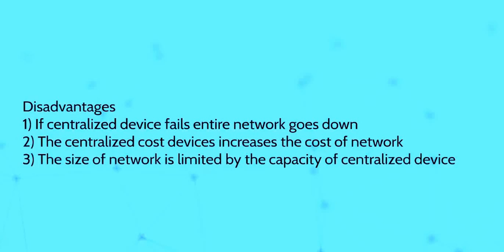For example, if you are using a switch as a centralized device and it has 24 ports on it, and your network has 25 systems, you can't connect the extra system there. So you have to go with another switch. You have to add another centralized device and establish connection between these two centralized devices in order to establish your network with 25 PCs when you are using a 24 port switch. And if the centralized device fails, the entire network goes down. The cost of the centralized device also increases the cost of the network and also the cost of maintenance.